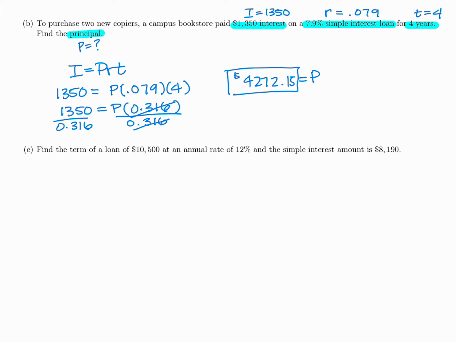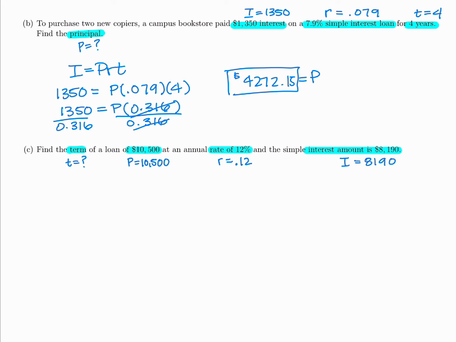So it says, find the term of a loan of $10,500 at an annual rate of 12%, and the simple interest amount is $8,190. So what do each of these mean? Well, term is T, and it says find the term, so that's my question mark here. On a loan of $10,500, this means that's my principal, that's the beginning amount. An annual rate of 12% tells me that R, remember, is 0.12. We'll change it to a decimal. And the simple interest amount, I, is $8,190.